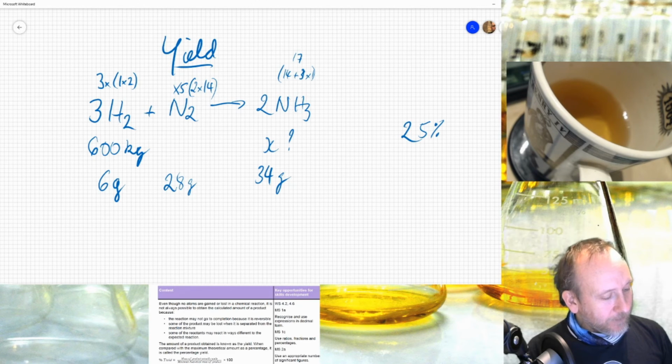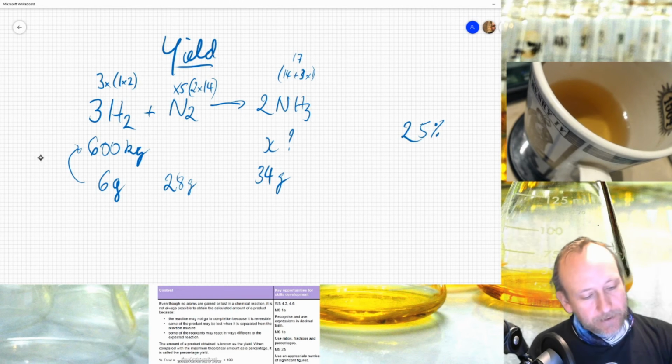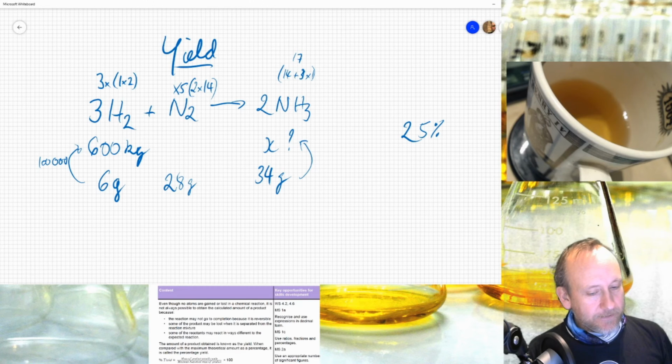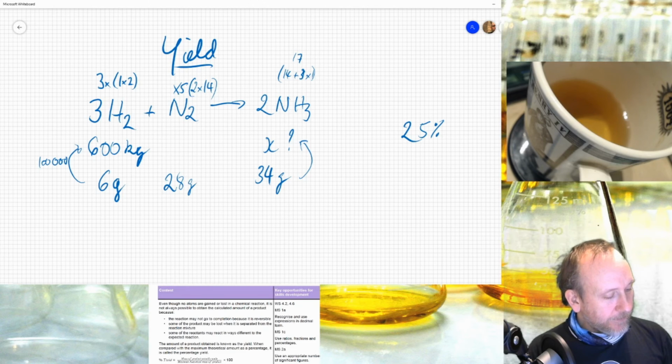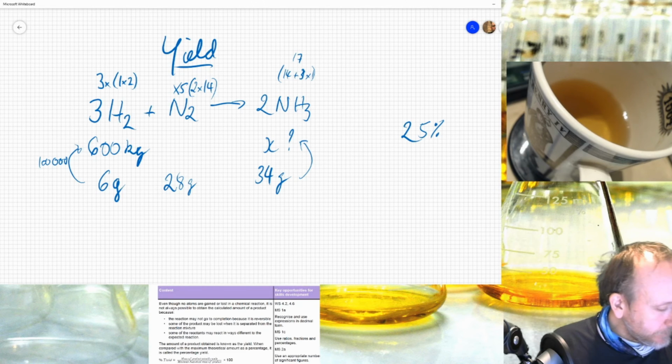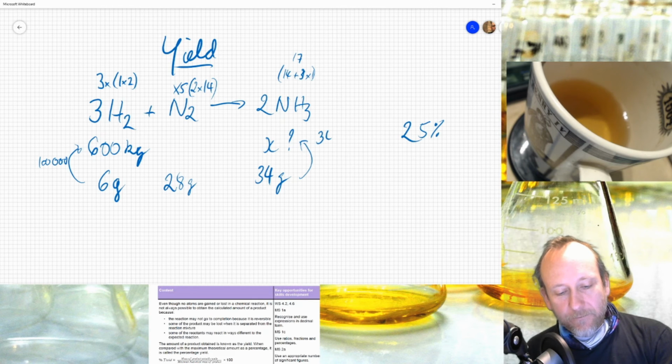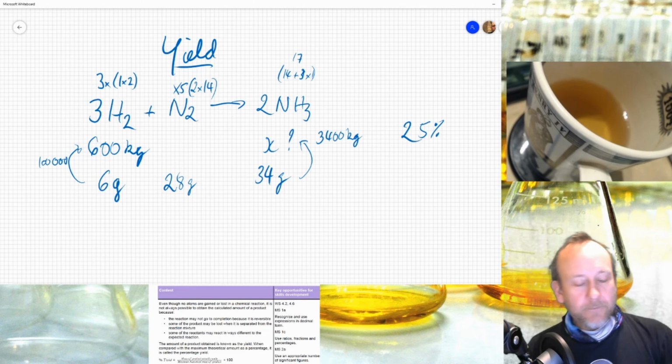I can say, okay, 600 kilograms is 600,000 grams. And if I divide that by my 6 grams, I know that this is a factor that I need to go up by a factor of 100,000. So in order to get from my 34 grams, I need to apply the same ratio, and 34 times 100,000 is 34 million. Right? No, 3.4 million. Right, 3.4 million. So it's 3,400 kilograms.